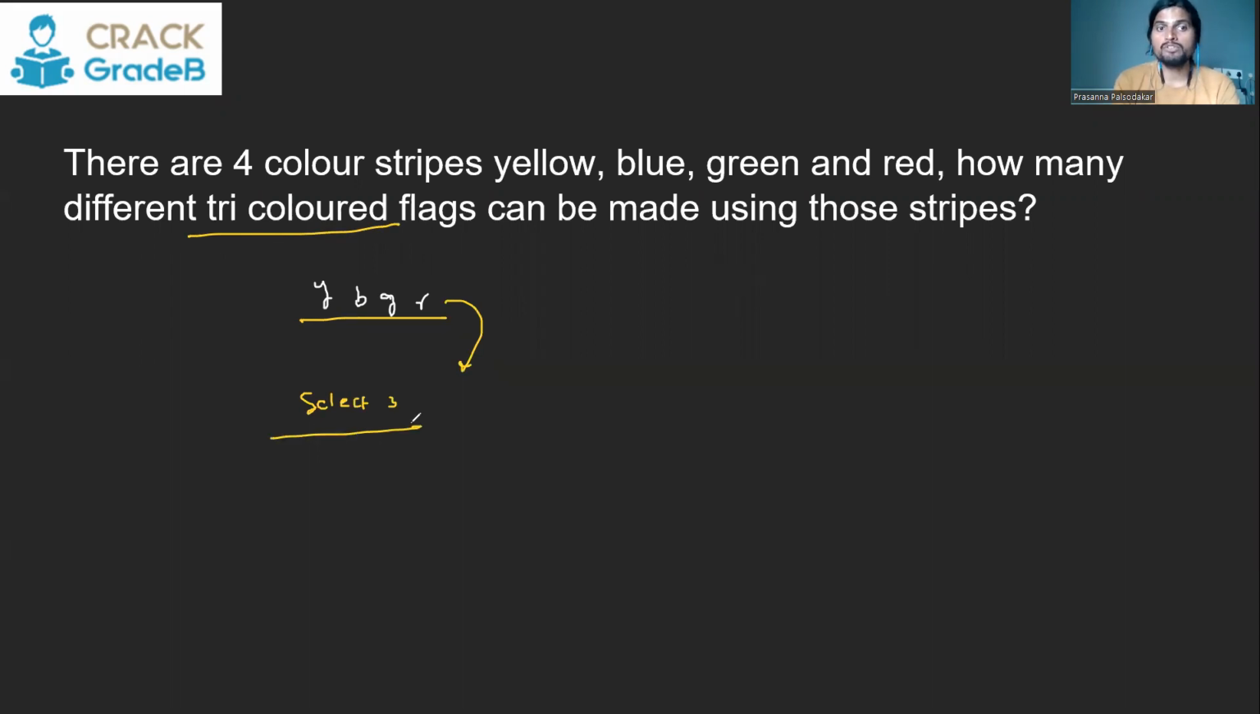Out of 4, if you have to select 3, there will be total 4C3 ways to do that. Say you select yellow, blue, and red. Now these 3 colors I have to arrange in these 3 places. How many ways can you arrange 3 colors in 3 places? It's like making 3 people sit on 3 chairs. So there are total 3 factorial ways.